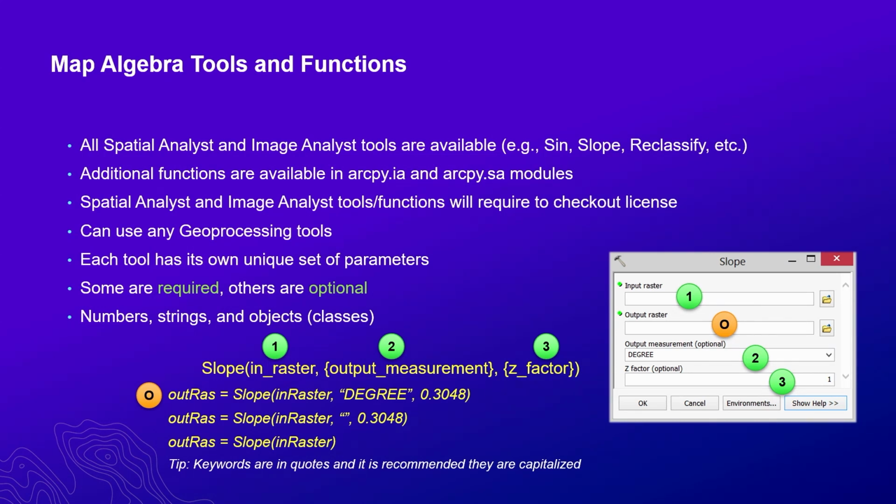Every tool has its unique parameter set. Some are required, some are optional, so you have to be careful about it. Some of these parameters could be numbers, strings, and objects, so you have to specify them accordingly. If you take a closer look at the Slope tool, you will see the input, output, and all the parameters. And if you look at the corresponding ArcPy signature and an example, you'll see all the input parameters are on the right-hand side, whereas the output is on the left-hand side.